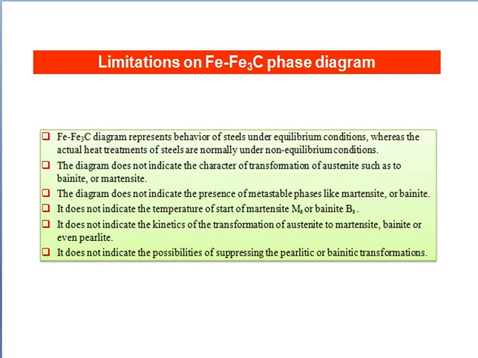An equilibrium diagram shows various phase transformations which take place in an alloy system under equilibrium conditions of heating and cooling. But when an alloy is either heated or cooled at faster rates, some other phase transformations may occur which are not shown in the equilibrium diagram. These phases will have better mechanical properties than equilibrium phases of iron-carbon alloys.